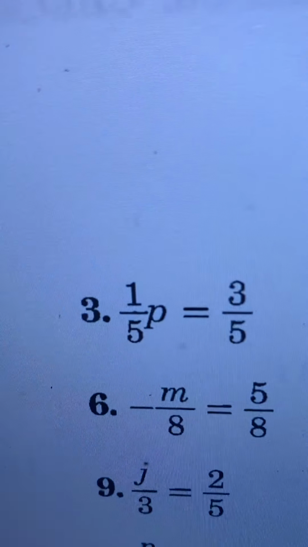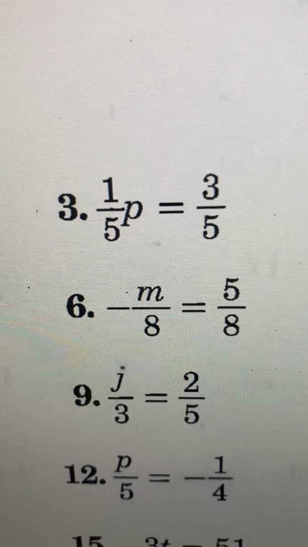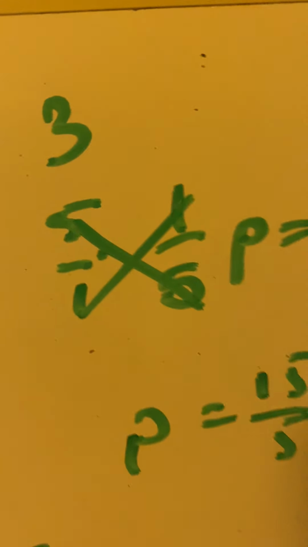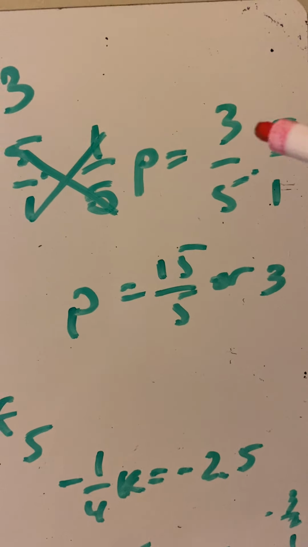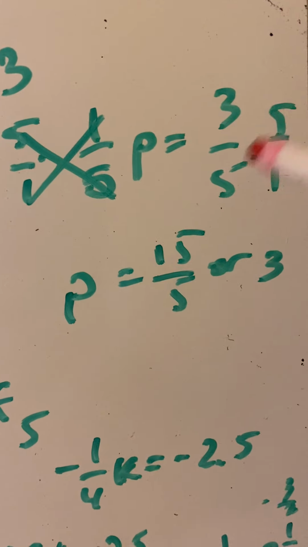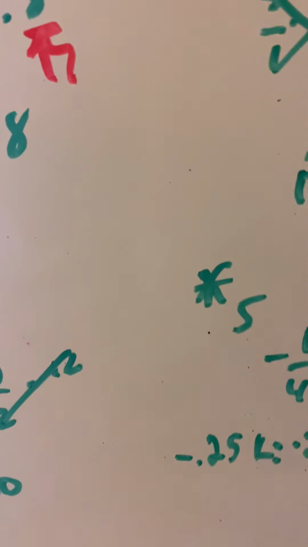Number 3, it is 1/5 p is equal to 3/5. You just have to multiply by the reciprocal, 5 over 1. Multiply both sides by 5 over 1. You could just multiply straight across and get 15/5, but honestly, I would have cross-canceled the 5s and just had 3, plain old 3.